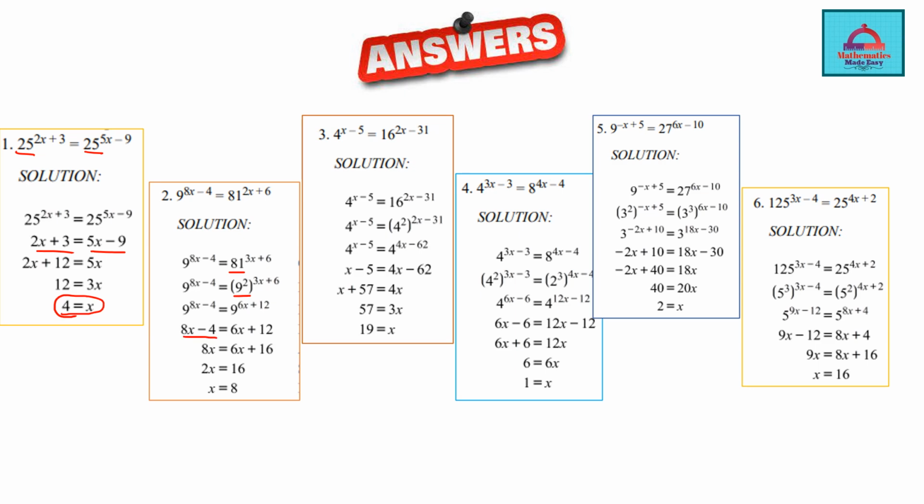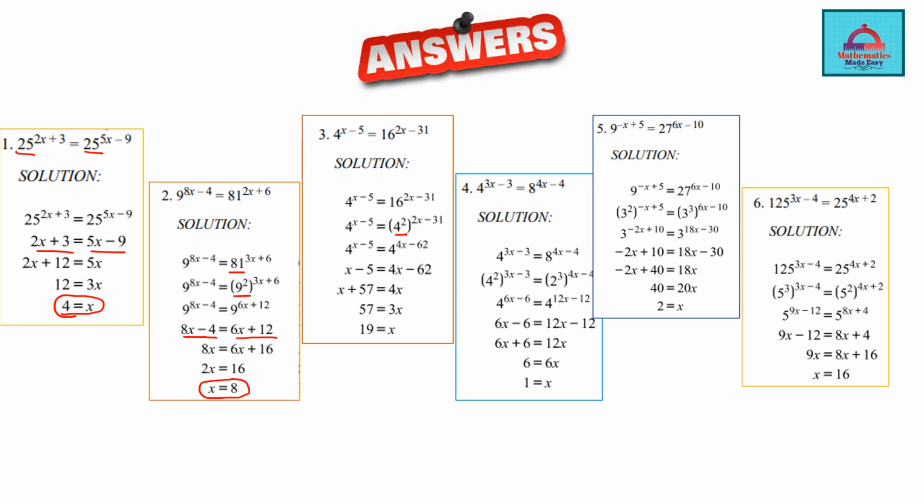Now 8x minus 4 is equal to this one. Solve for x and x comes out to be 8. Next is 4 to the power x minus 5 is equal to 16 to the power 2x minus 3. So write 16 as 4 square and multiply the powers. So multiplying the powers gives 4x minus 6.